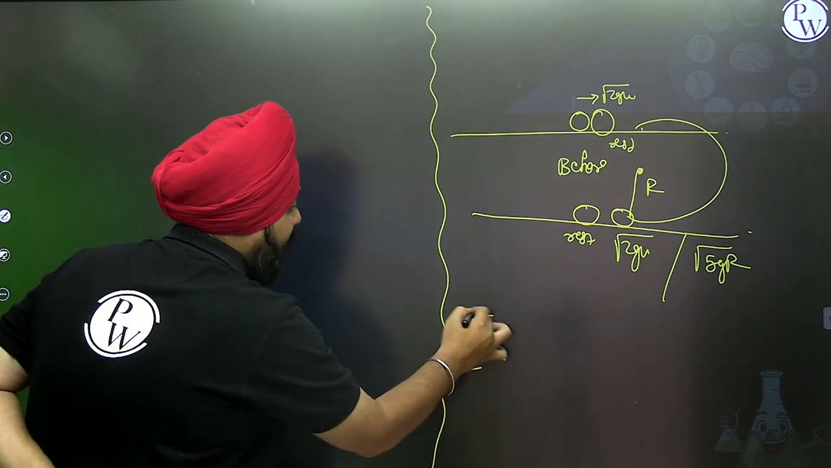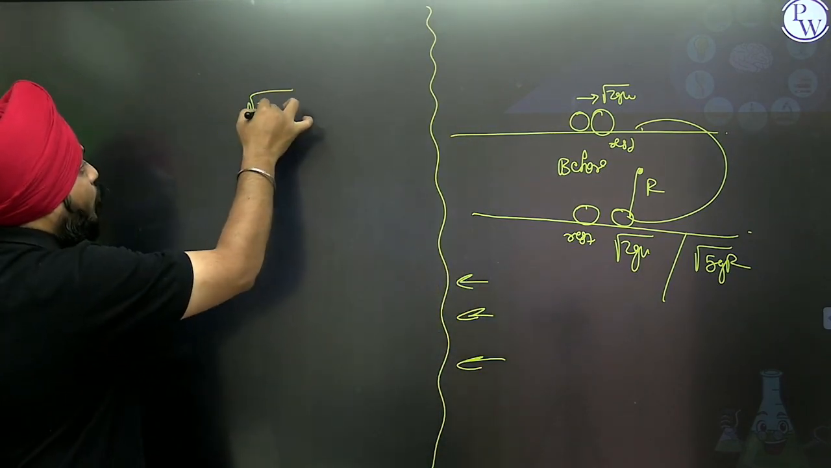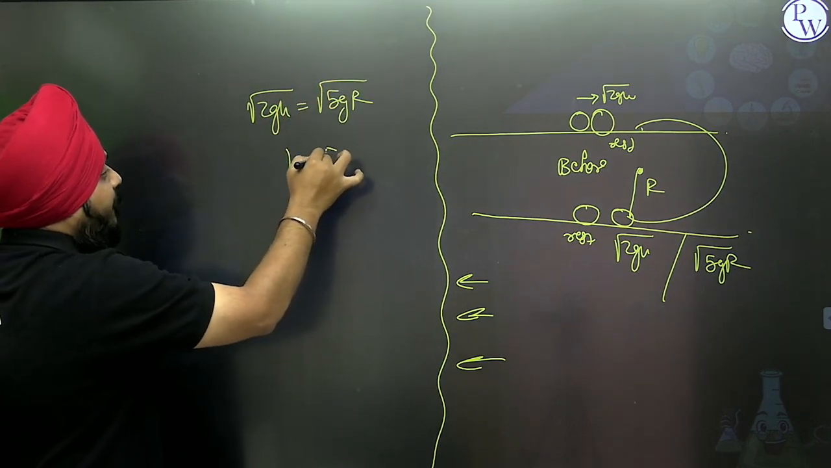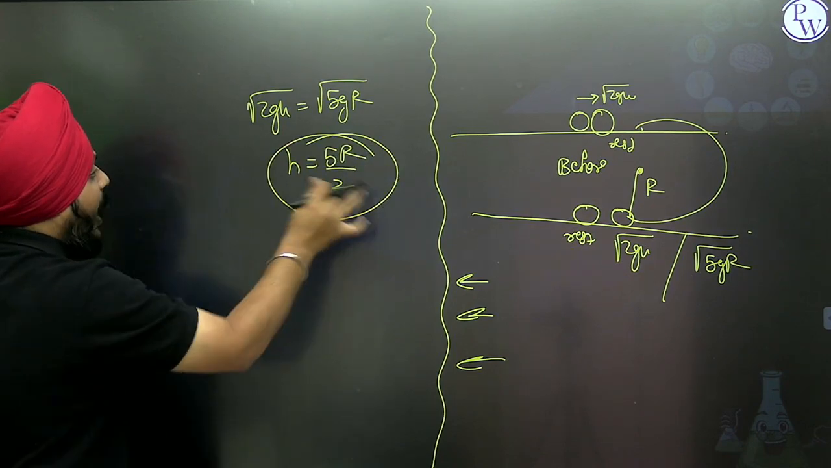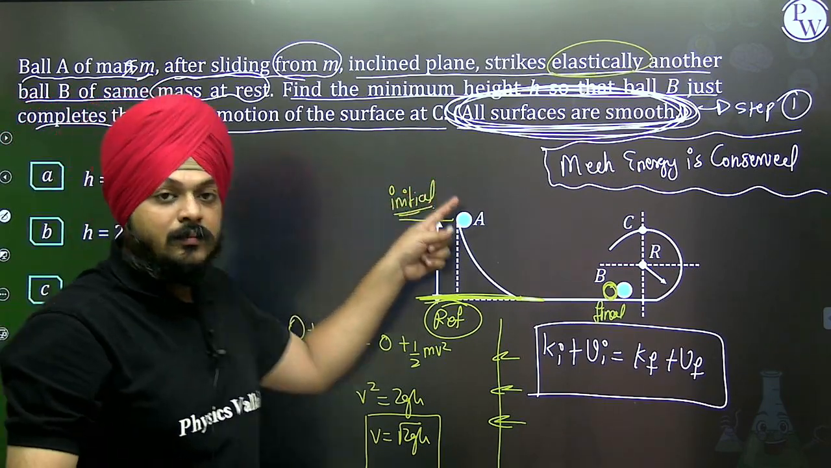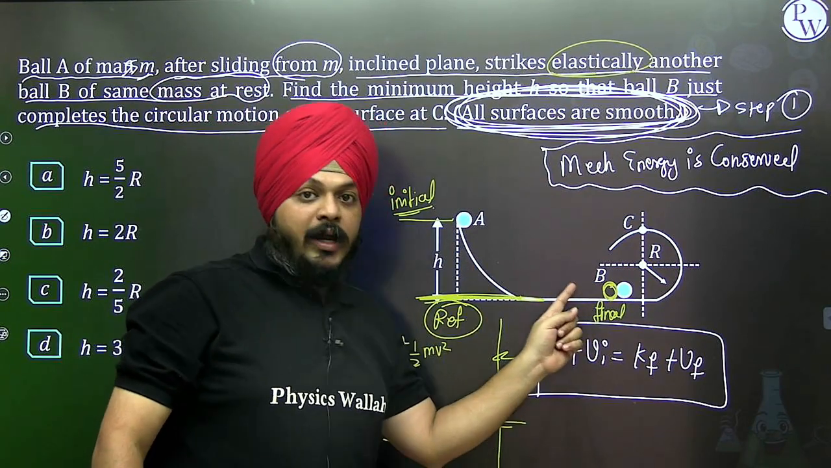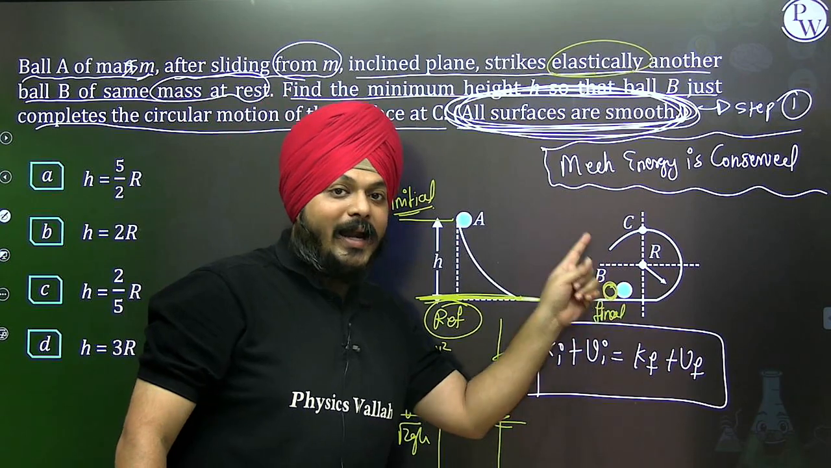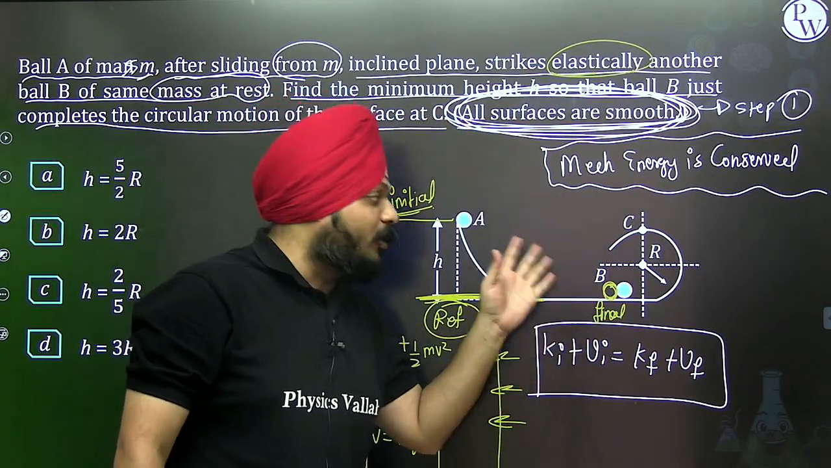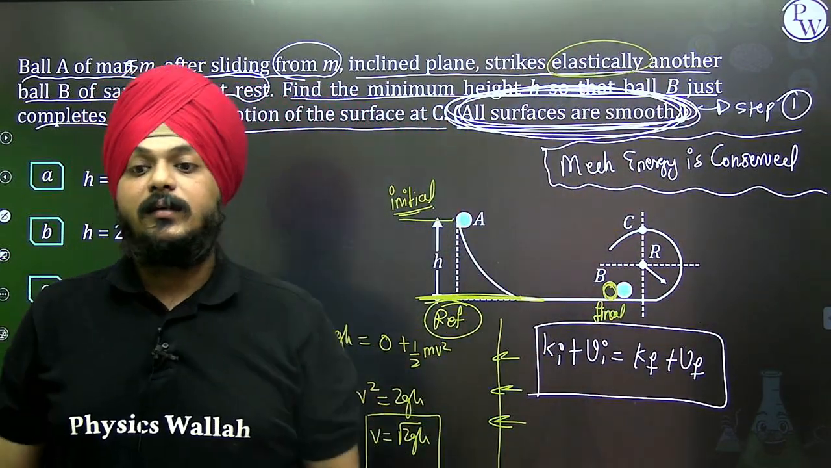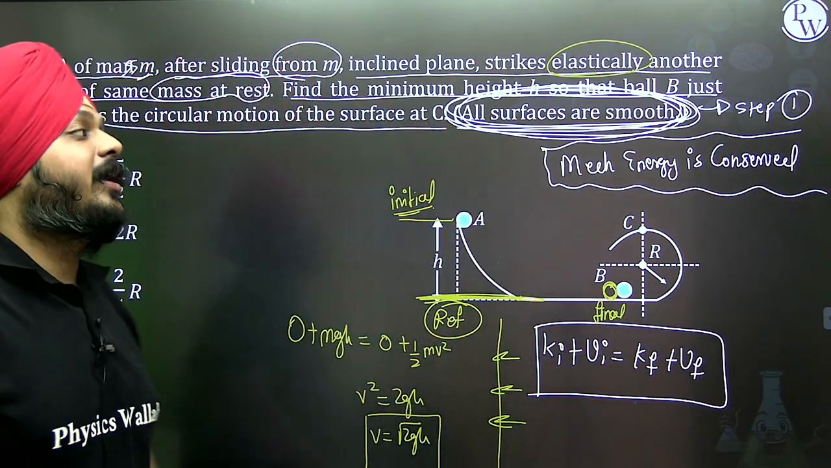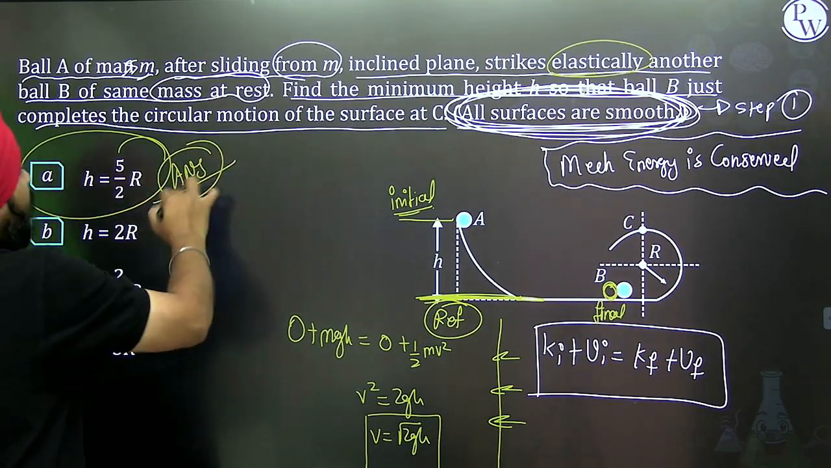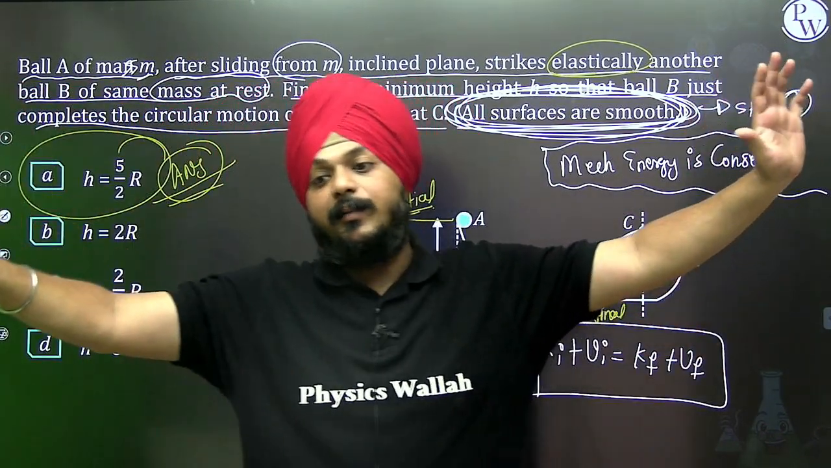So, very simple thing, under root of 2gh is equal to under root of 5gr. If it is released from height 5r by 2, it is going to come down, it is going to collide, it is going to exchange its velocity, and the new particle that will receive the entire amount of the velocity will complete the vertical circle. If it is released from the height 5r by 2. These are the steps we used to get the answer.